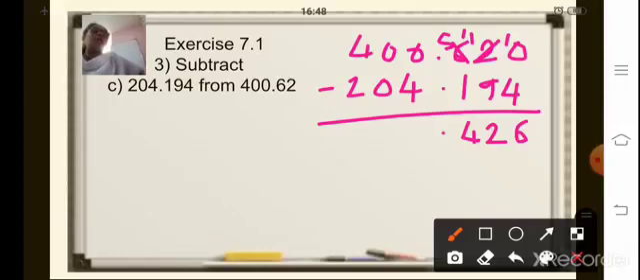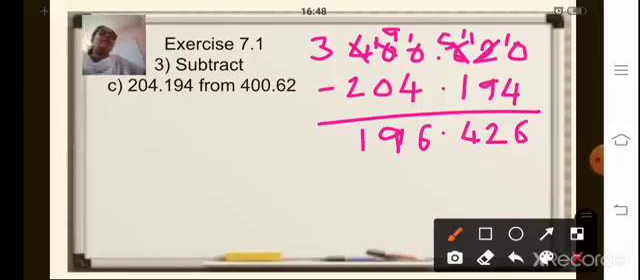Now from 0 you cannot subtract. Here also you don't have any number, so borrow from 4. When you borrow, this number will become 3. This number will become 10. Now from 10 you borrow 1. This will become 9 and this will become 10. Now 10 minus 4 is 6. 9 minus 0 is 9 and 3 minus 2 is 1.